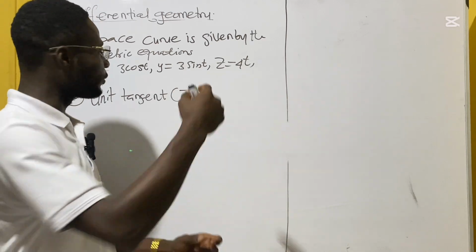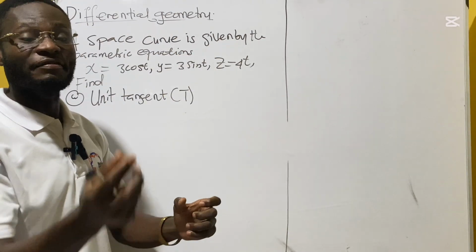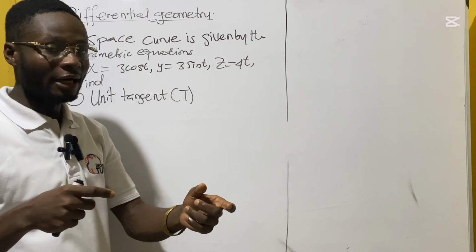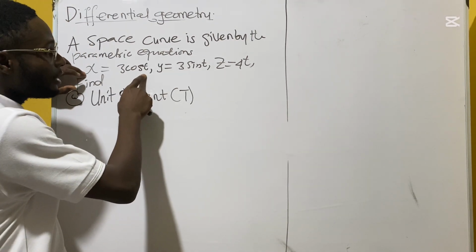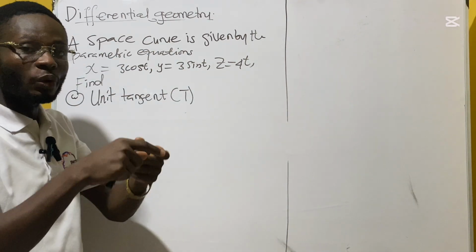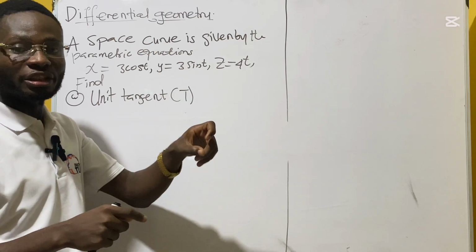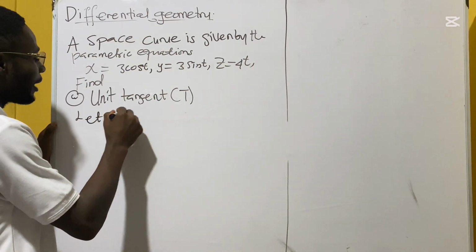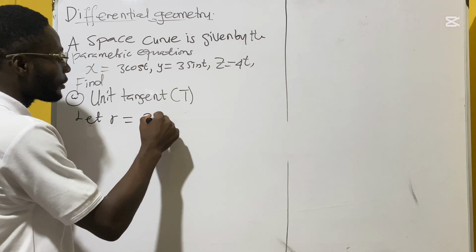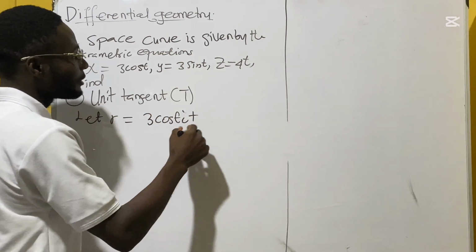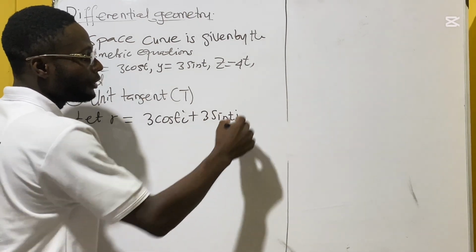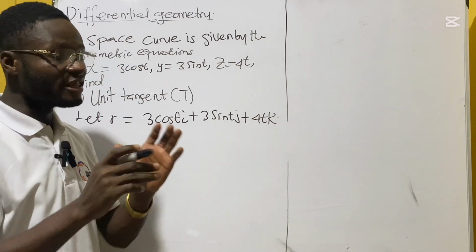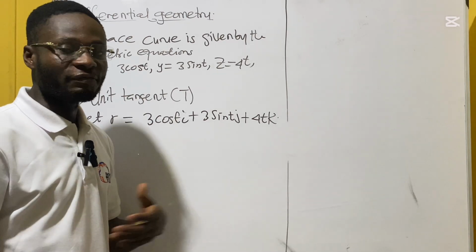Let's go. This problem says a space curve is given by a parametric equation. We know what parametric equations are: x equals 3 cos t, y equals 3 sin t, and z equals 4t. We have to transform this into a position vector, so r equals 3 cos t i plus 3 sin t j plus 4t k. So we have our radius. This is all we need. The rest is just differentiation and finding magnitudes.